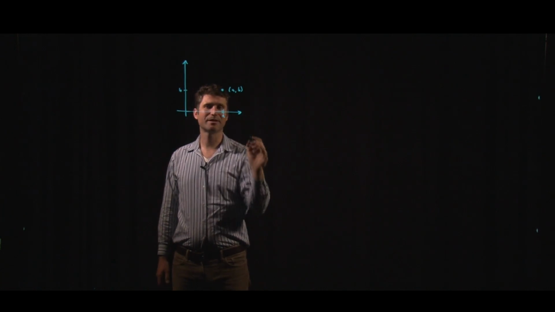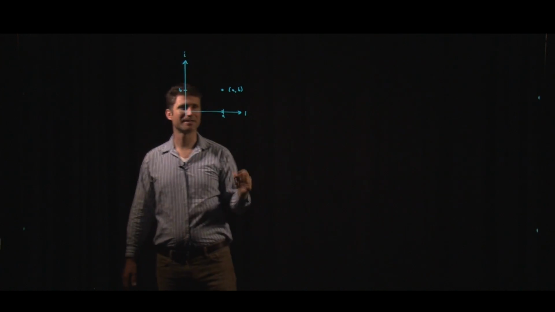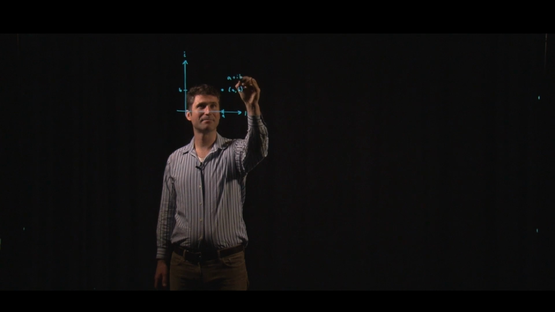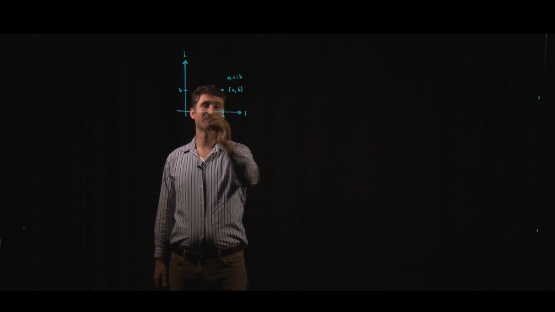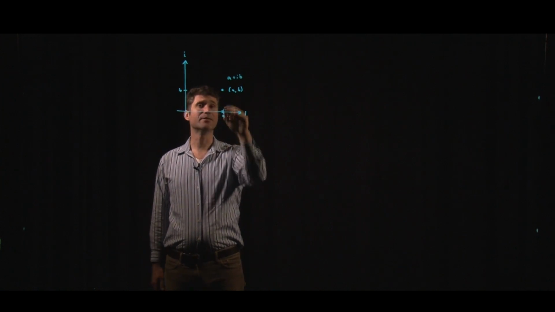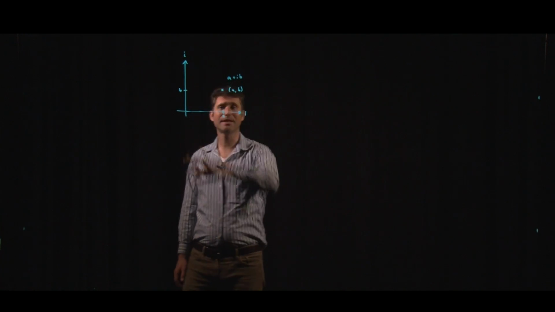So the deal with complex numbers is that we have a real axis and we have an imaginary axis. And we write a single number as A plus iB. This is shorthand for A going along the real axis and B going along the imaginary axis. And it gets us to this point, A comma B, in our plane.